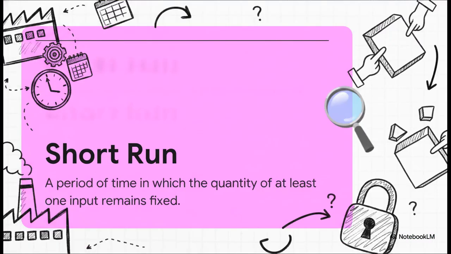At its core, production is just the process of taking inputs and turning them into something valuable. But a massive constraint we have to deal with here is what economists call the short run. Now, the short run isn't just some arbitrary number of days or months that applies to everyone. Instead, it's a specific period of time where the quantity of at least one of your inputs remains absolutely fixed.